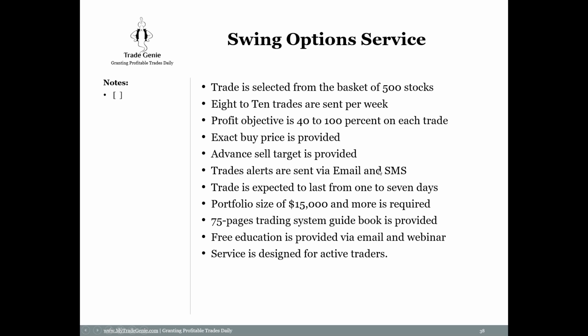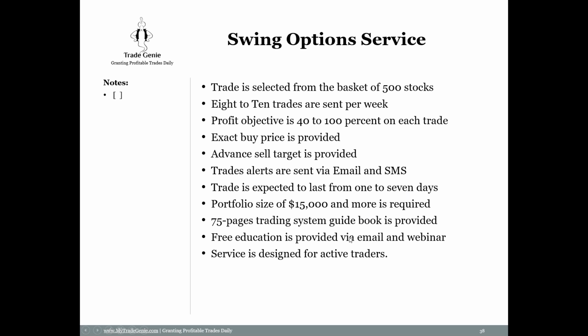All trade alerts are sent via email and SMS. Ideally, the swing trades are supposed to last from 1 to 7 days. But there are some trades that do go above 10 days, some go over 20 days. I have a history that even if the trade goes beyond 30 days, they come out as a winner. And some don't come out as a winner. Some we do lose on. We do have losers. If I had a 100% win rate, I'd become a billionaire overnight. I would just keep compounding my money.